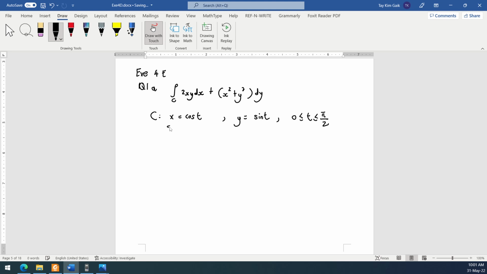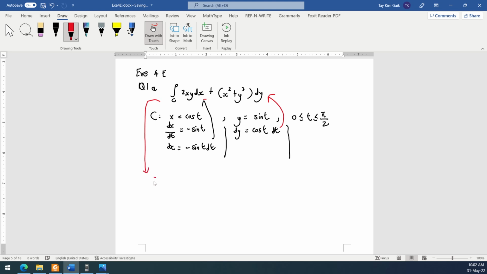So in differential form, dx/dt is negative sin t, so because you want to replace, dx will be negative sin t dt. Similarly, dy will be cos t dt. So replace dx by negative sin t dt, dy by cos t dt, and then x replaced by cos t, y replaced by sin t. Then you have t from 0 to pi over 2.